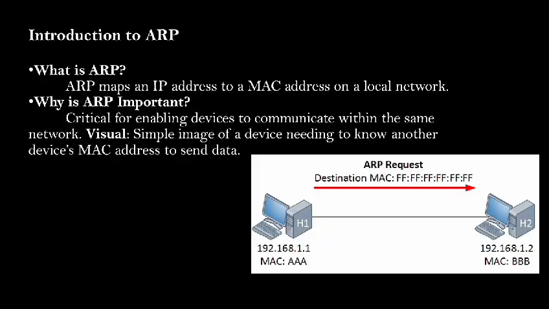Introduction to ARP. ARP is a protocol used to map an IP address to a MAC address on a local network. When a device wants to communicate with another device, it uses ARP to resolve the physical address of the destination device. This process is crucial for communication on a local area network, or LAN, where devices need to know each other's hardware addresses to send data.